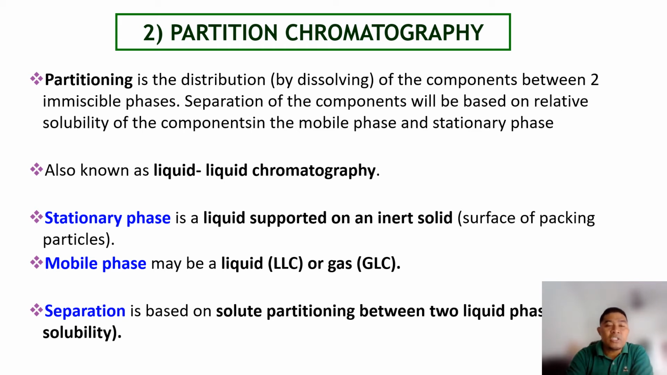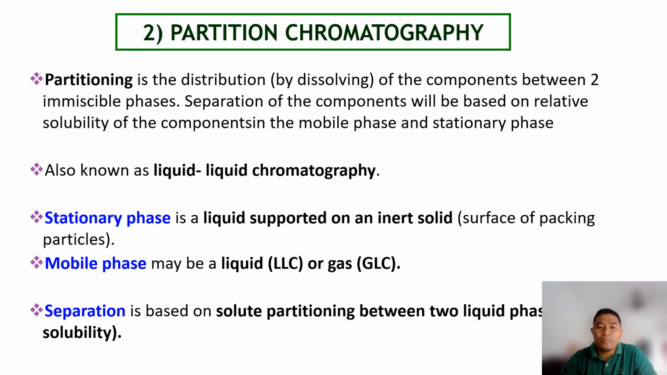Okay, we proceed with the partition chromatography. Okay, when we talk about partition chromatography, it involves partitioning, which is the distribution of the components between two immiscible phases. Immiscible phases meaning that they are not compatible, or they do not mix together well. Okay, separation of the components will be based on the relative solubility of the components in the mobile phase and stationary phase. Also known as liquid-liquid chromatography, the stationary phase is a liquid supported on an inert solid surface of packing particles. The mobile phase may be liquid or gas.